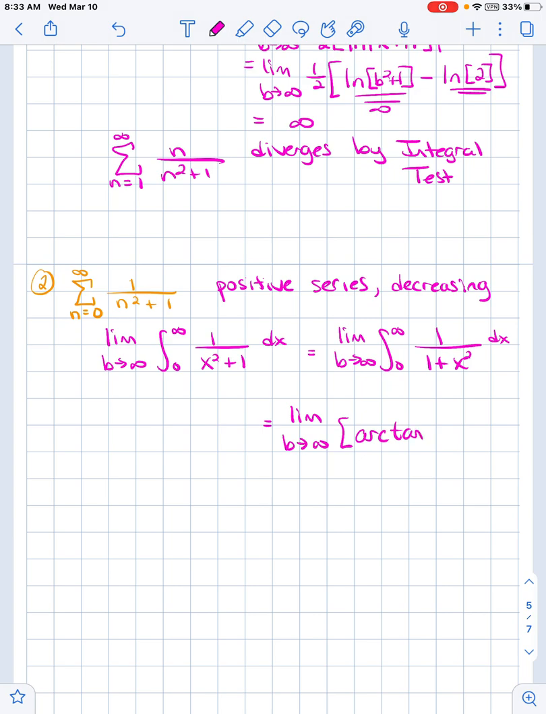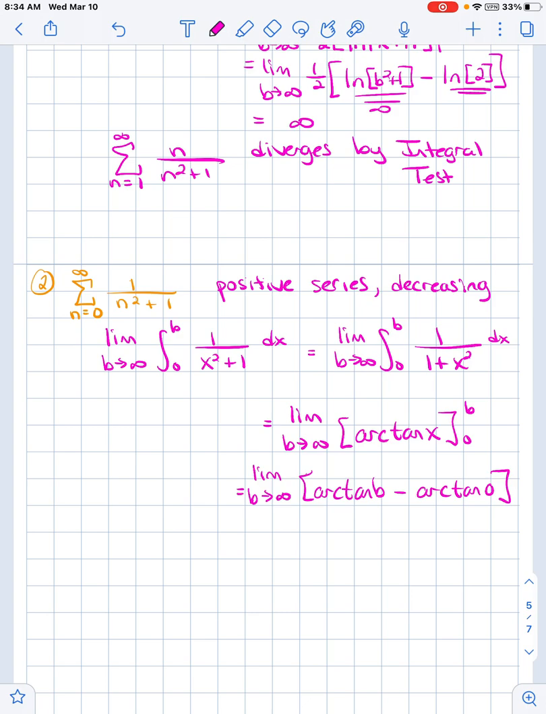The antiderivative of 1 over 1 plus x squared is the arctangent of x from 0 to infinity. Oops, I didn't replace my b. I will do it now. From 0 to b. All right, let's now use the first part of the fundamental theorem: arctangent b minus arctangent 0.